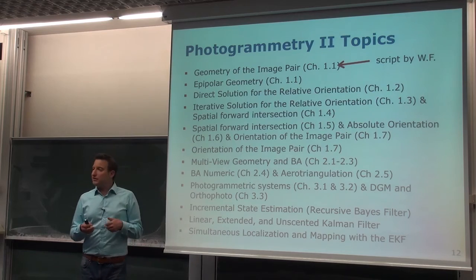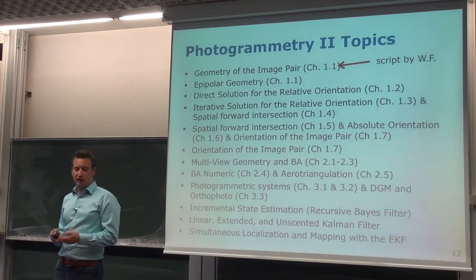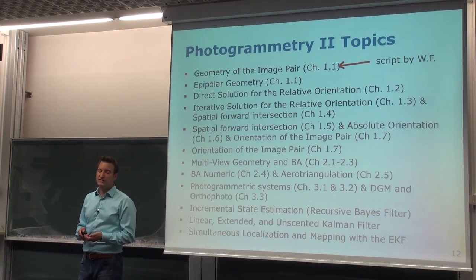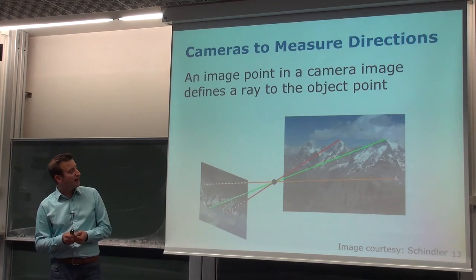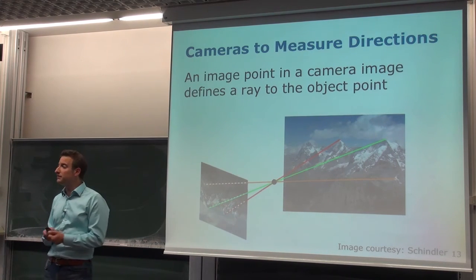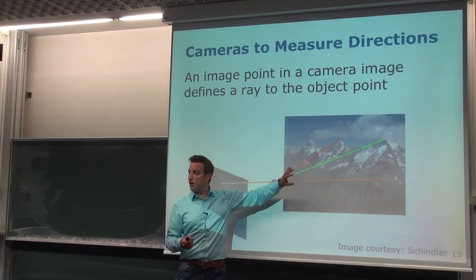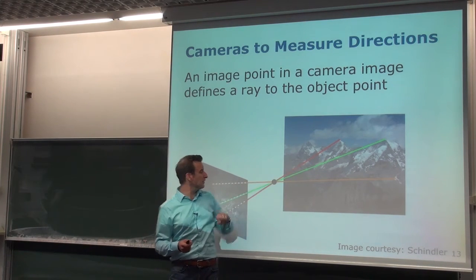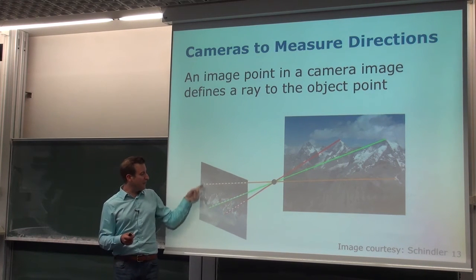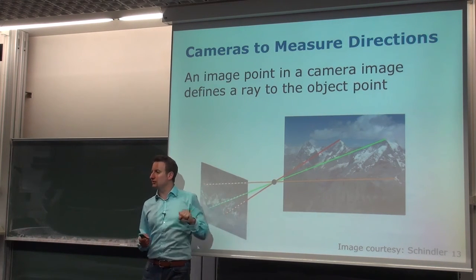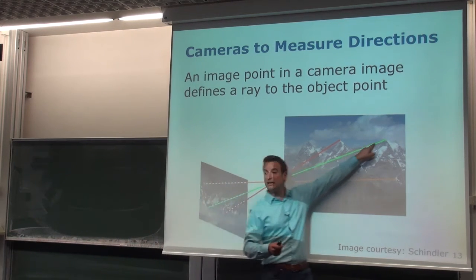So the main problem is, if I want to reconstruct the 3D geometry of a scene given images, that our cameras only measure directions. This is also one of the slides that I have shown in the motivation of the Photogrammetry I course. If we have a scene in the world, like those mountains over here, and we take an image of that scene, every pixel corresponds to a direction. And we just know that this point lies somewhere on this green line.